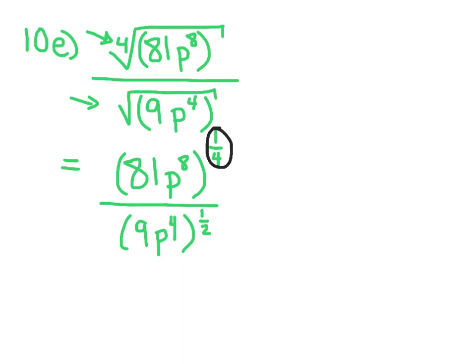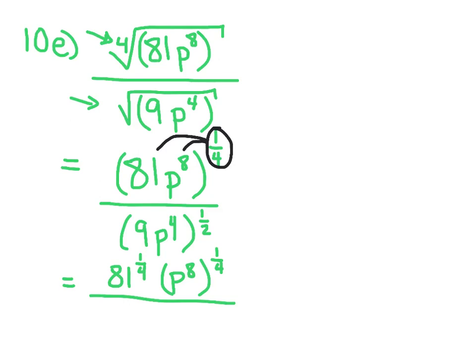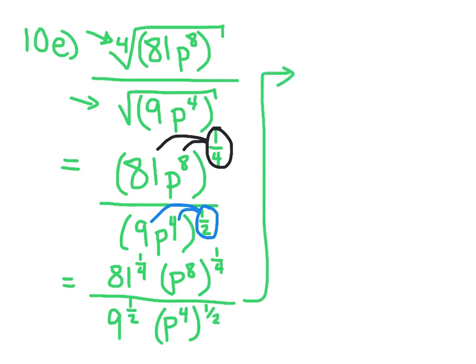This quarter applies to both things in there. So you have to be careful, because on the top you actually have 81 to the power of a quarter. You also have p to the power of 8 all to the power of a quarter. And on the bottom, this 1/2 applies also to both things. So you got to be careful. This is 9 to the power of 1/2, and this is p to the power of 4, that also to the power of 1/2. Continuing this, let's actually simplify this.